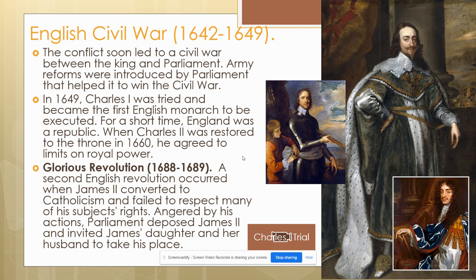So a second English revolution occurred when James the Second converted to Catholicism. He converted from being Protestant, Church of England, to being a Catholic. And he failed to respect many of his subjects' rights, so he really wanted everybody else in England to convert to Catholicism. Angered by his actions, Parliament deposed, which means they got rid of, James the Second, and they invited James' daughter and her husband to take his place.